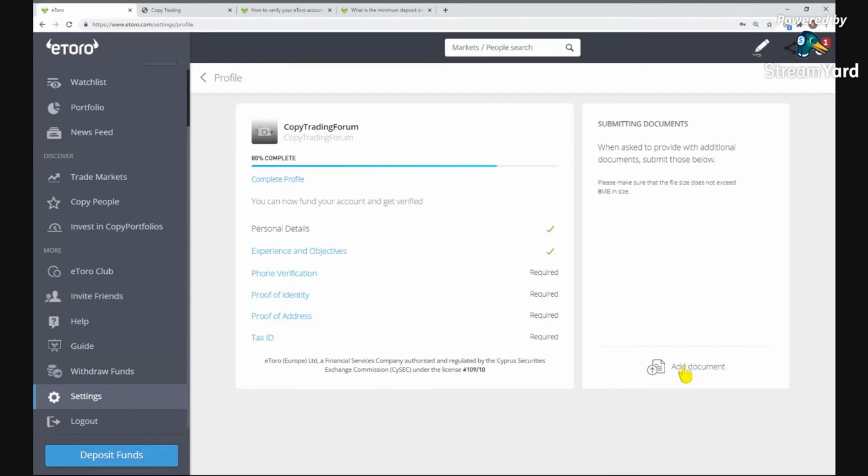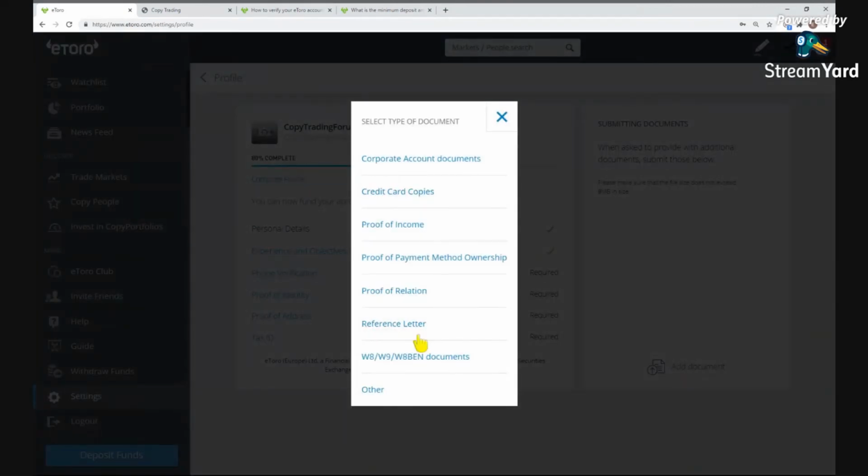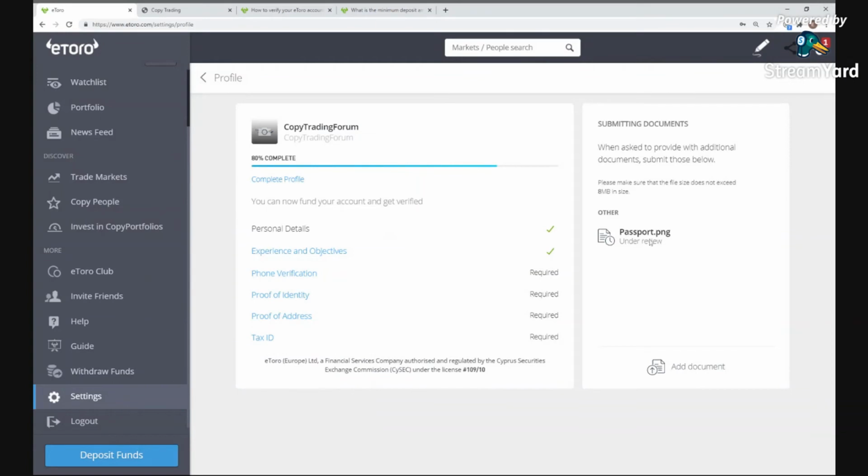So we click on that and I click add documents. And here I'm going to click Other because this is going to be my passport I'm going to upload. So they're just corporate account, credit card copies, proof of income, but Other is my passport. So I click on Other and you go to where you have your passport. I have my passport saved here, a scanned document. So it's uploaded my passport. Okay, so that's done. It's under review, it's in.